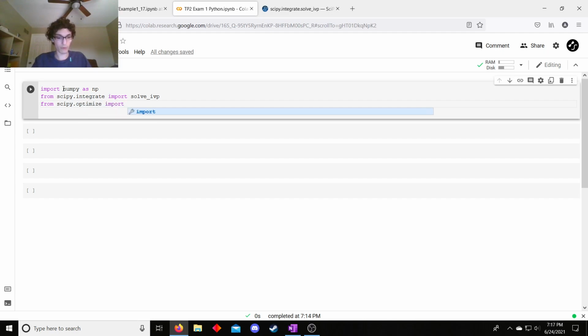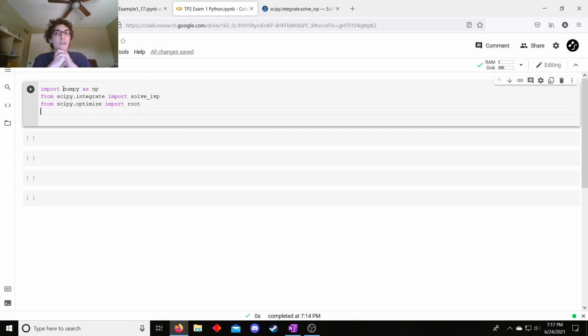I'm also going to import root. That's going to get our roots, because after we solve the differential equations, we're going to need values for the molar flux of acetone and methanol such that the value of the mole fractions at delta is going to be 0. And at the end of this, we're actually going to be making some graphs to plot the mole fractions along the z-axis from 0 to delta.